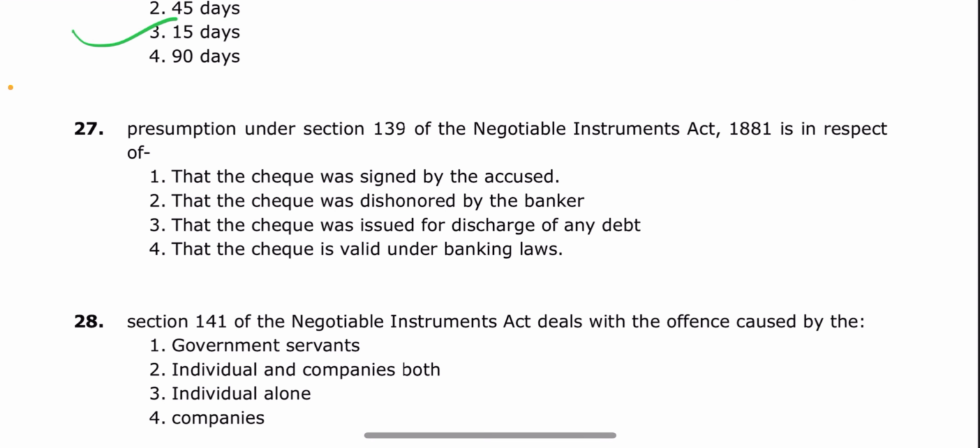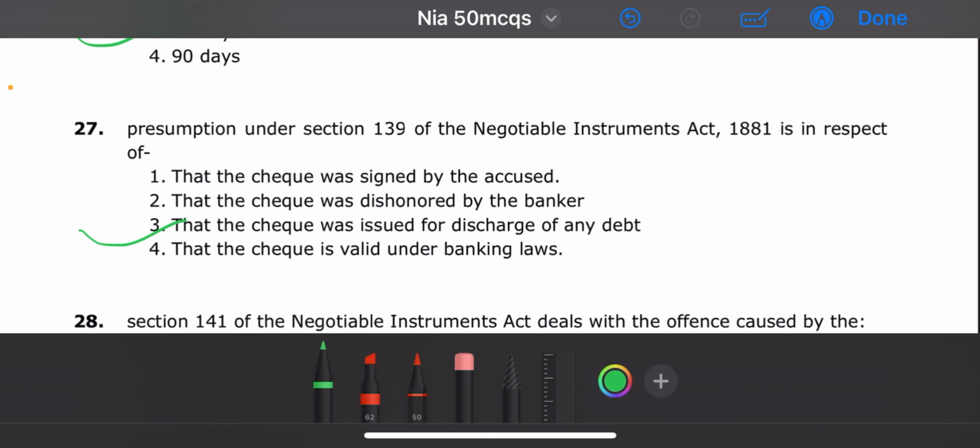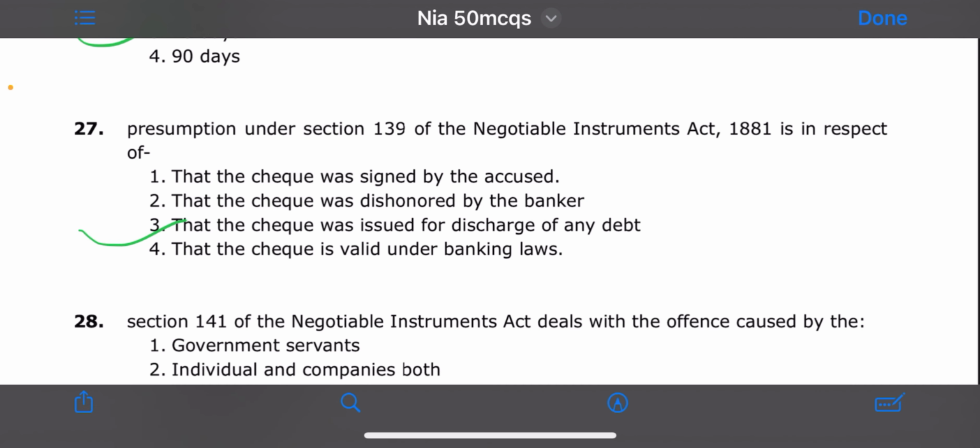Next question, presumption under section 139 of the Negotiable Instruments Act 1881 is in respect of, the options are first, that the check was signed by the accused, second, that the check was dishonored by the banker, third, that the check was issued for discharge of any debt, or fourth, that the check is valid under banking law. The correct answer is third, that the check was issued for discharge of any debt.